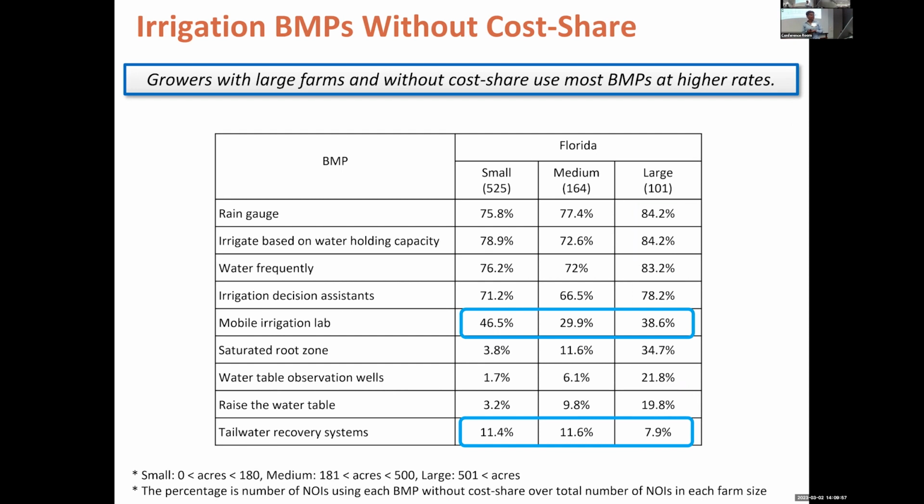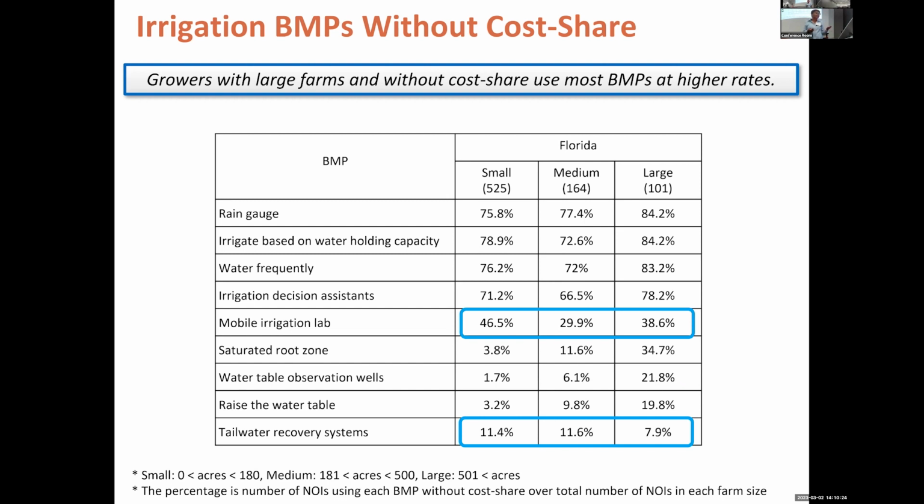And without cost share, not as stark. What we see, what's more different, I think, is in the different practices, like mobile irrigation labs and tailwater recovery systems. That's where we don't see this big jump in large farms that we do in the others. Like a small farm here is more likely to use a mobile irrigation lab.